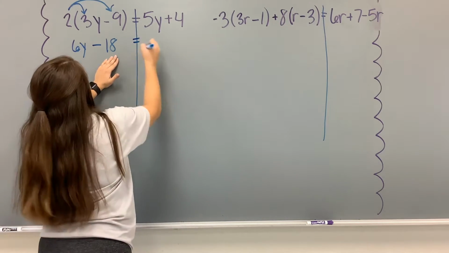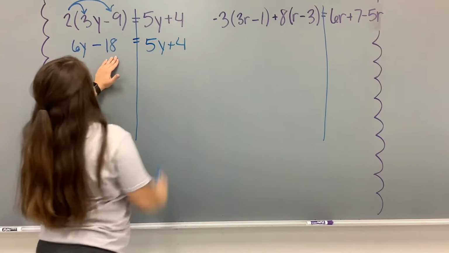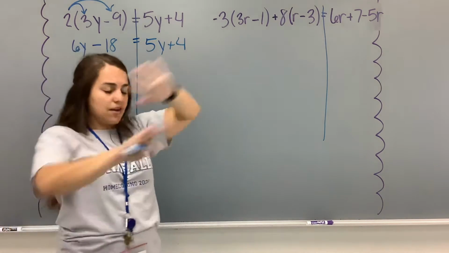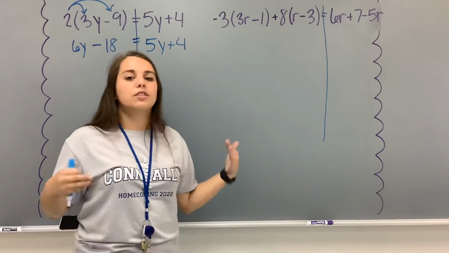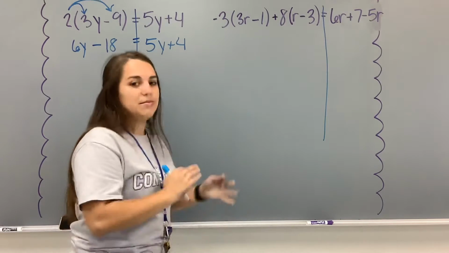All right, here's the equal sign. I did nothing with this side of the equation, so I am going to rewrite it. I am done with my parentheses now. There are no more parentheses. I can move on to combining like terms. It is important to always combine like terms on the same side of the equal sign.